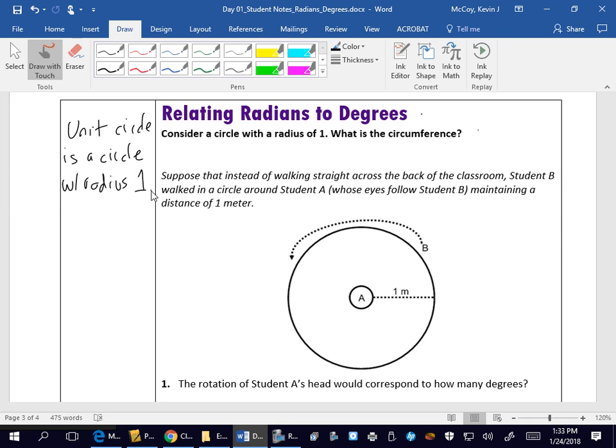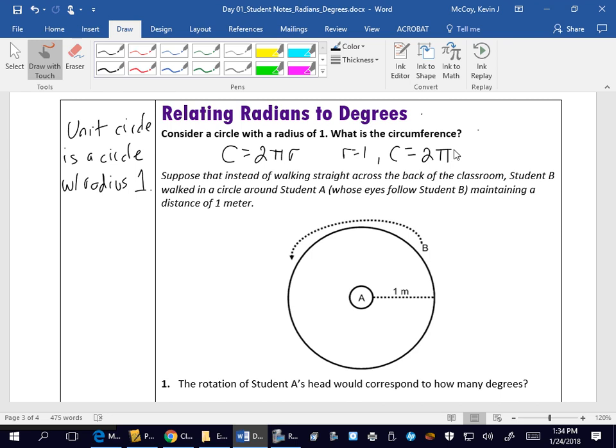All right, so what is the circumference? Well, we have to remind ourselves the circumference formula. Circumference of a circle is 2 times pi times the radius. And if the radius is 1, so if r equals 1, then the circumference is 2 times pi times 1, or just simply 2 pi.